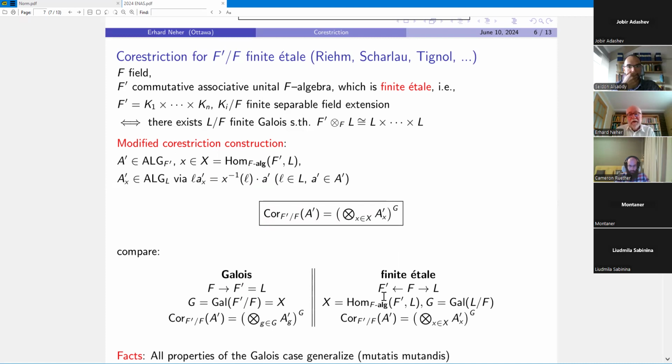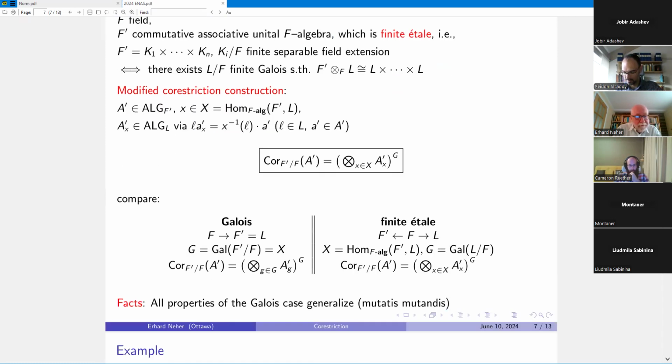In the finite étale extension, I have two extensions. I have F prime and I have L. I have the Galois group of L over F, and I have the homomorphisms from F prime to L, and the corestriction follows the same formula, and so it's not surprising that essentially all properties which I mentioned before generalize from the Galois case to the finite étale case.